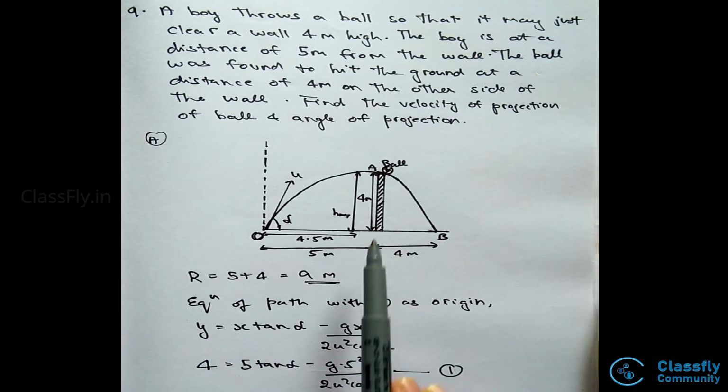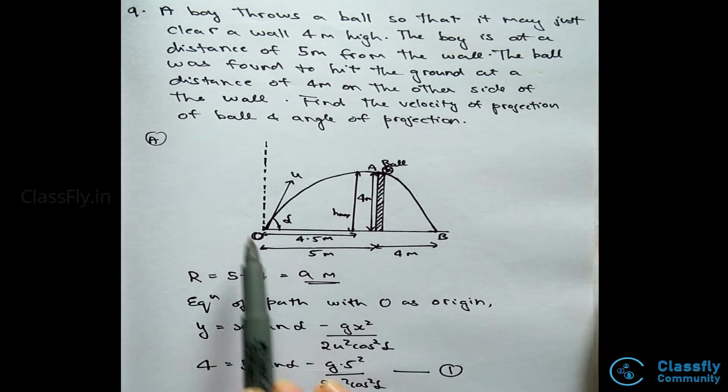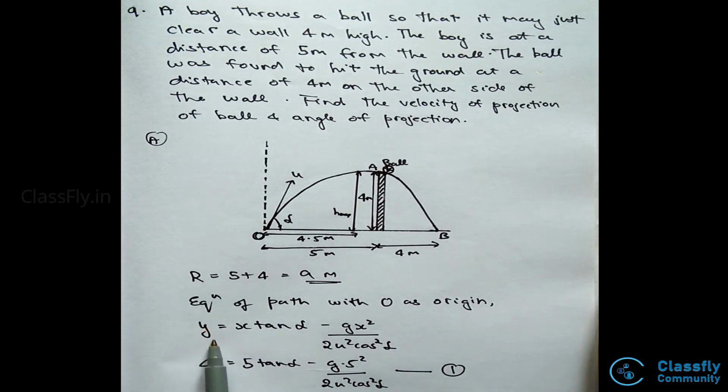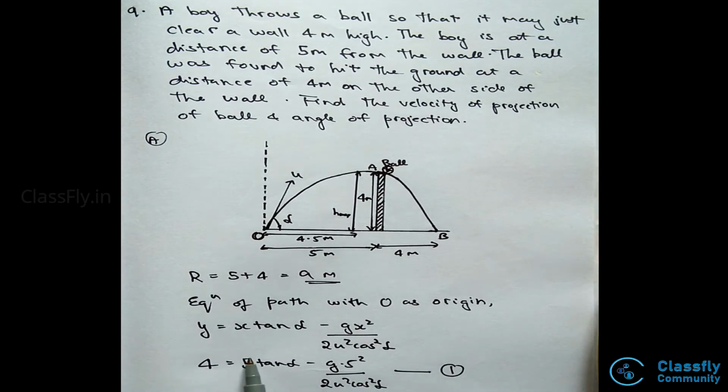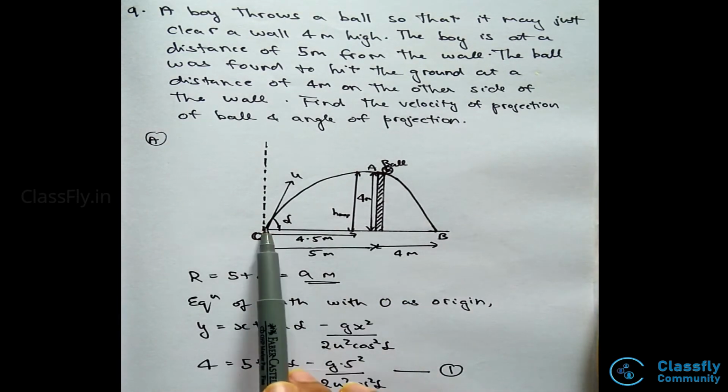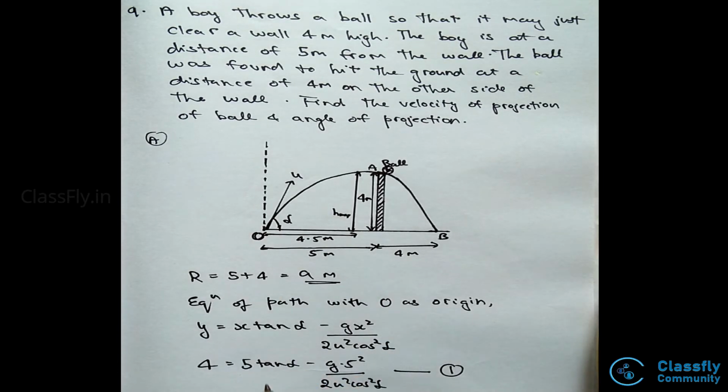Hence now the equation of the path of the ball with O as the origin can be given by y is equal to x tan alpha minus g x square divided by 2u square cos square alpha, where x and y are the horizontal and vertical components respectively. Hence, we have y, that is the height of the wall, which is 4 meters, is equal to the x component, that is the distance of the wall from the origin O, that is 5 into tan alpha minus g into x square, that is 5 square, divided by 2u square cos square alpha. Name this equation as equation 1.